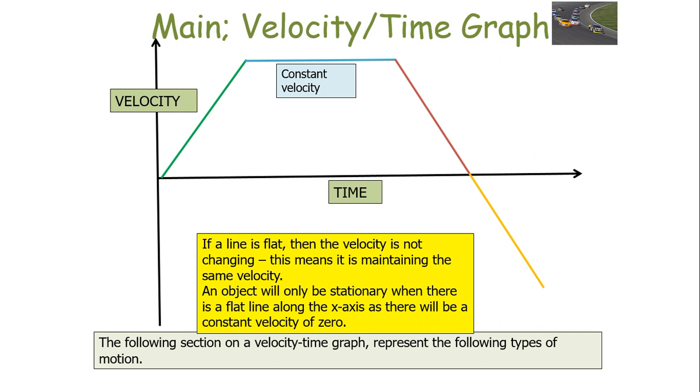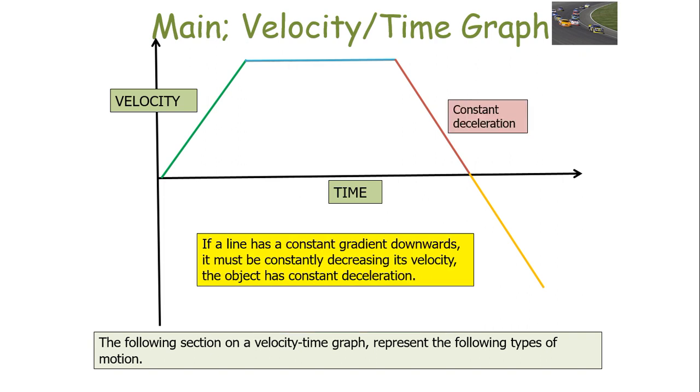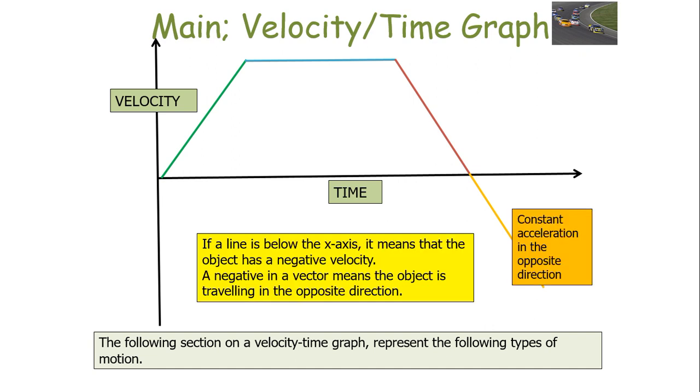Now, an object will only be stationary when there's a flat line along the x-axis, because that will give a constant velocity of 0. But if the flat line is not on the x-axis, it's not stationary, it's maintaining the same velocity. Now, if the line has a constant gradient downwards, it must be constantly decreasing its velocity, so we say the object has a constant deceleration. And finally, if the line is below the x-axis, this means the object must have a negative velocity.